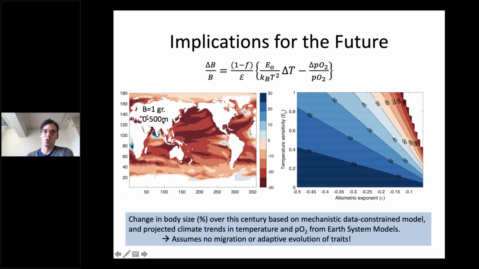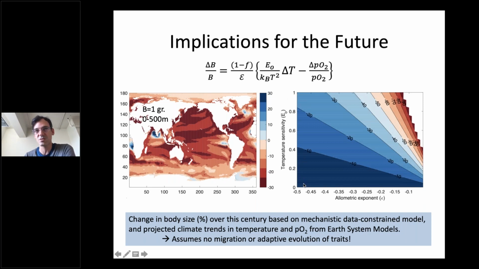So for the warming and oxygen loss projected for the upper 500 meters over the century, for a body size of 1 gram at the upper end of the range of observed temperature size effects, we use the traits here, and we get something like a 20 to 30% reduction on average, about 20% on global average in the body size, for things if they can't move to escape a lower oxygen supply and can't adapt their traits fast enough. So those are two key caveats here. We assume that there's no other response than just body size changes. We would get something like 20 to 30% over large parts of the ocean. Of course, that depends very strongly on the traits that you choose, right?